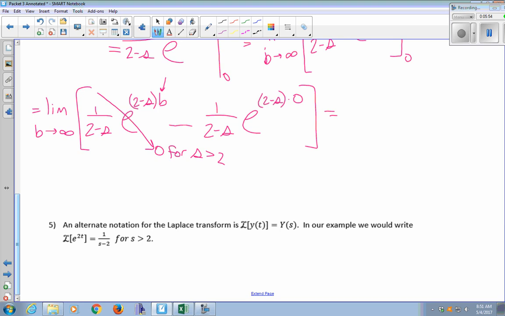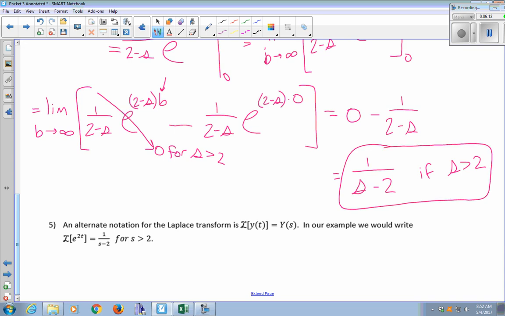So this is going to be 0 minus 1 over 2 minus s, which is 1 over s minus 2, if s is bigger than 2. So that's the Laplace transform. I took a function of t, y of t, and I transformed it into a new function of s.